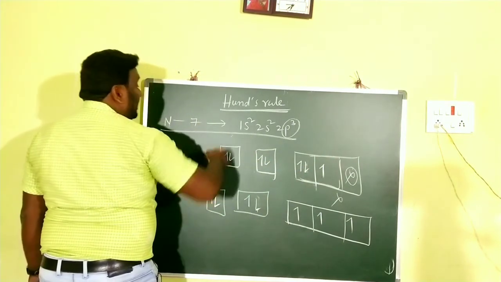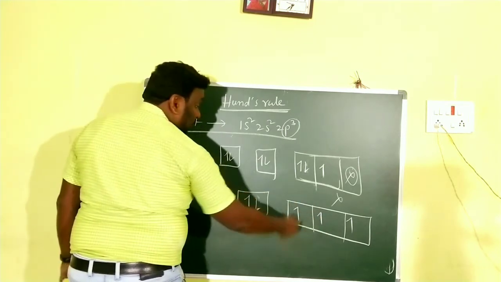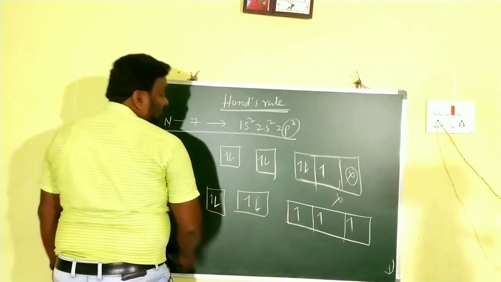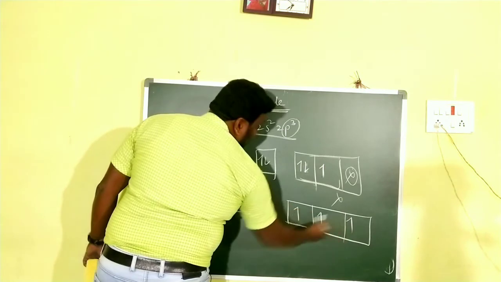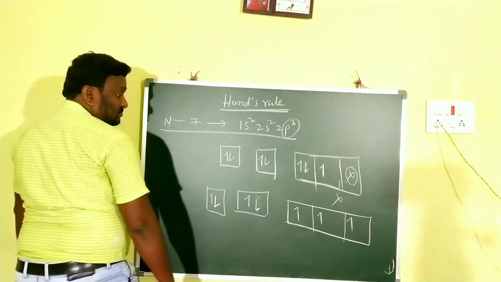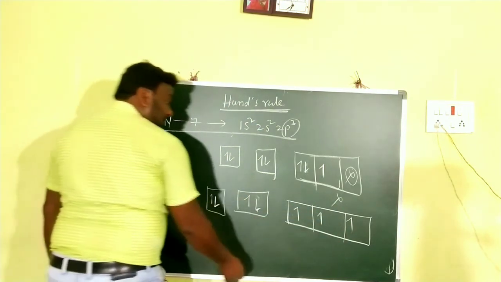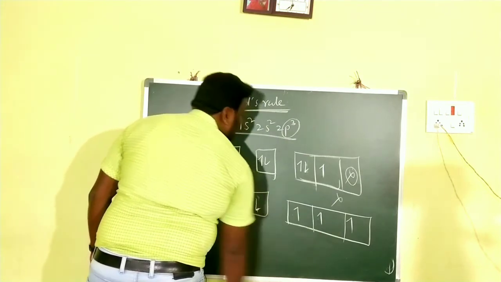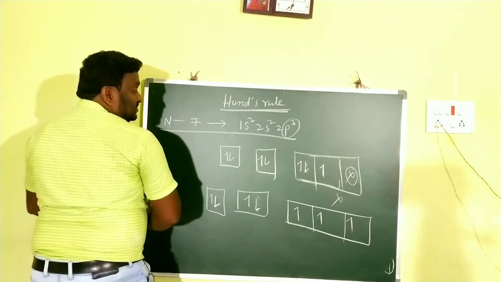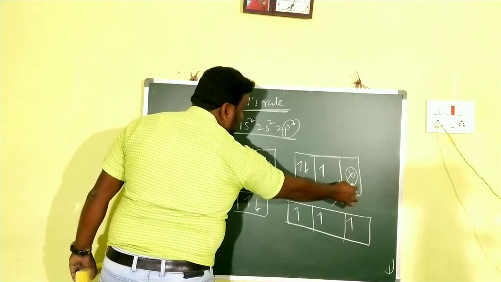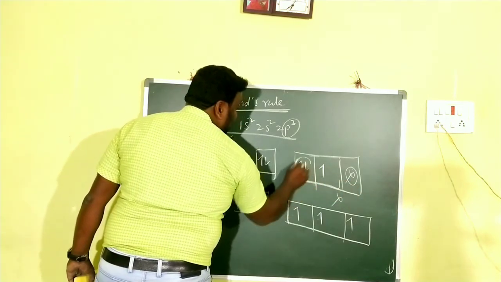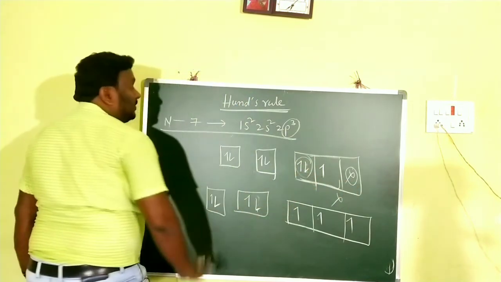Clear? To correct that, we have to write like this. How can we write this? According to Hund's rule, every degenerate orbital must be given 1 electron each. Then only we go for pairing of electrons. Without filling the third degenerate orbital of p, pairing takes place. That's why it is wrong.